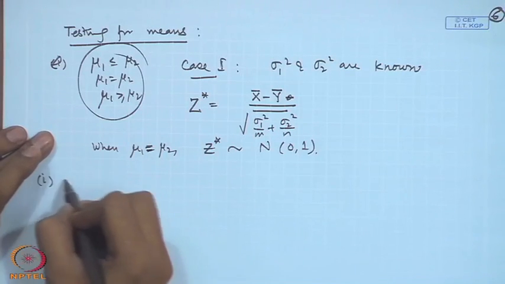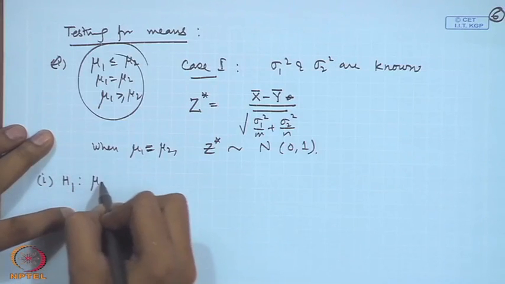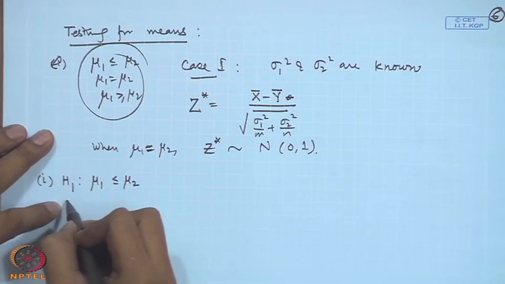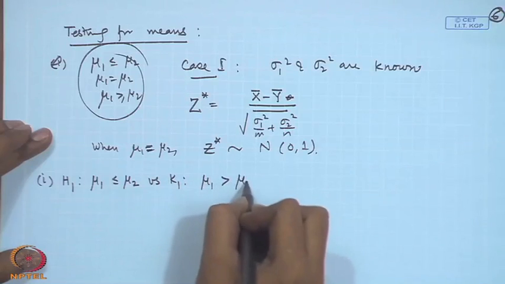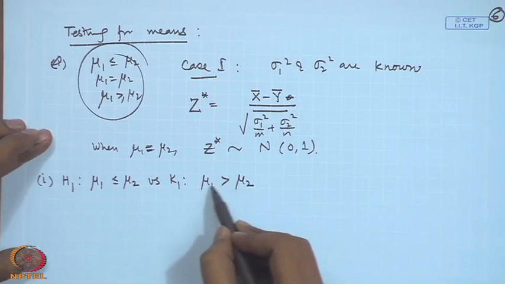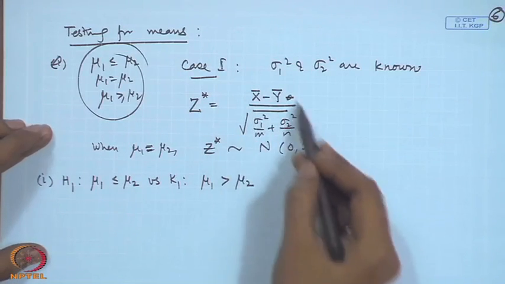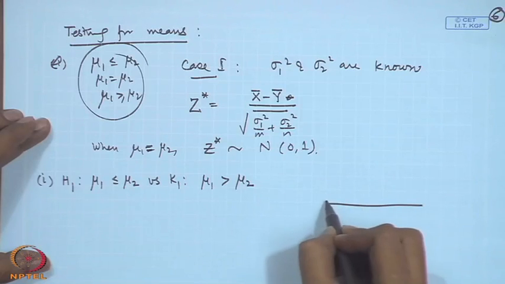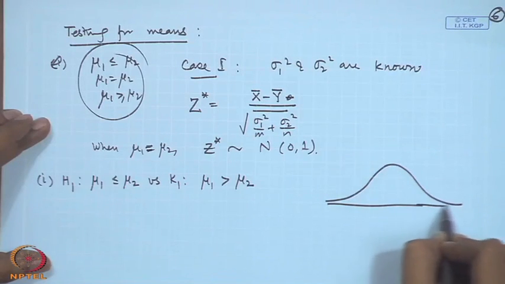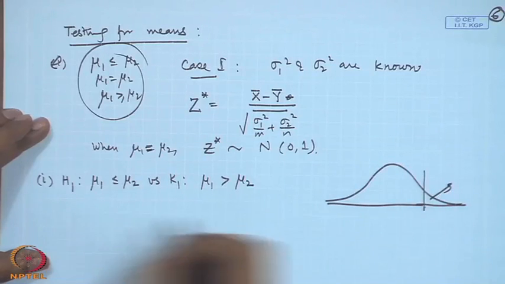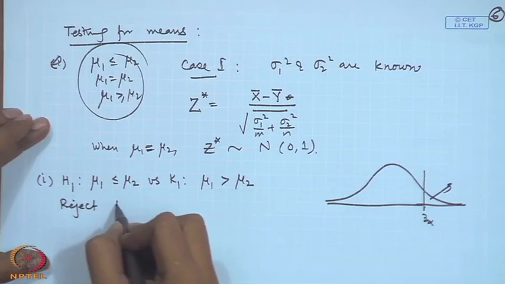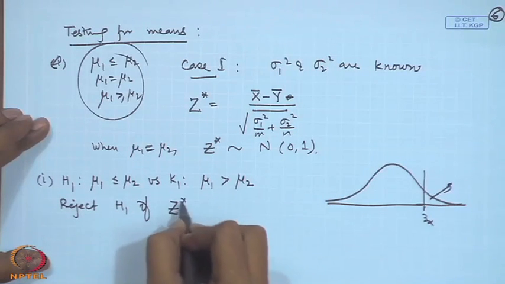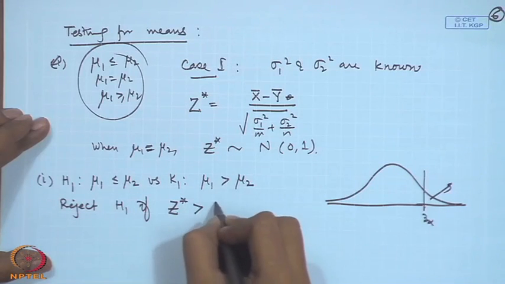Let us consider various hypothesis testing problems here. Say mu 1 less than or equal to mu 2 against say mu 1 greater than mu 2. Naturally, if in the alternative case we are saying mu 1 is greater than mu 2, that means we will be considering the rejection region on the larger side. So, we will consider here, that is z alpha. So, we will consider reject h 1 if z star is greater than z alpha.